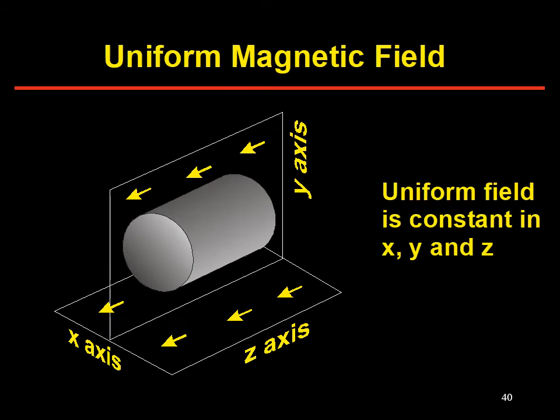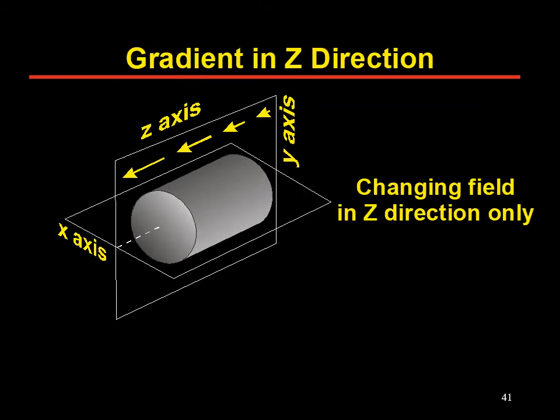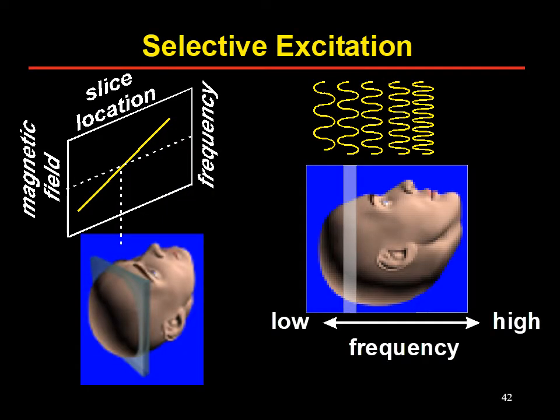So in this model, we start with a uniform magnetic field with the body part placed in the center of the MRI scanner, as represented by the cylinder here. The field is uniform in each of the x, y, and z axes. Then the field is very precisely and deliberately changed in one direction, conventionally first in the z direction, such that the magnetic field is higher at one end of the cylinder than at the other end.